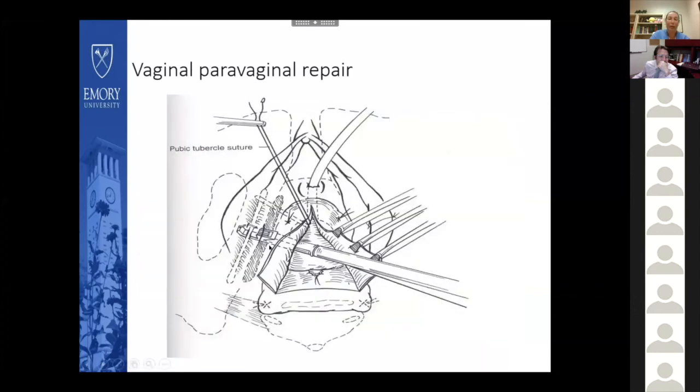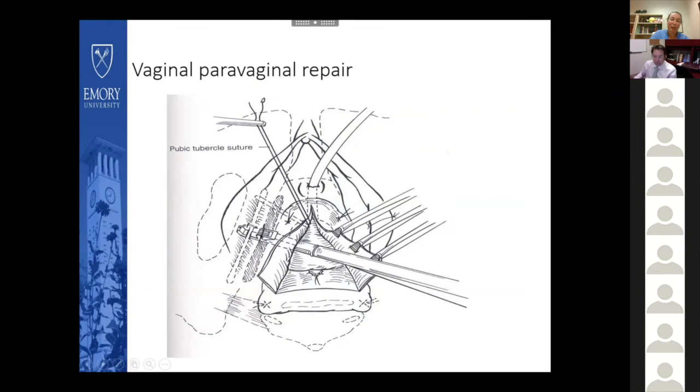So here's how you do it vaginally. Here we've opened the vaginal epithelium right there. This is the pubocervical fascia. It is really difficult to see over here in order to put some stitches. So after you dissect, you'll push your finger until you get to the pubic bone and you can feel the pubic bone. This device right here is called a Capio.